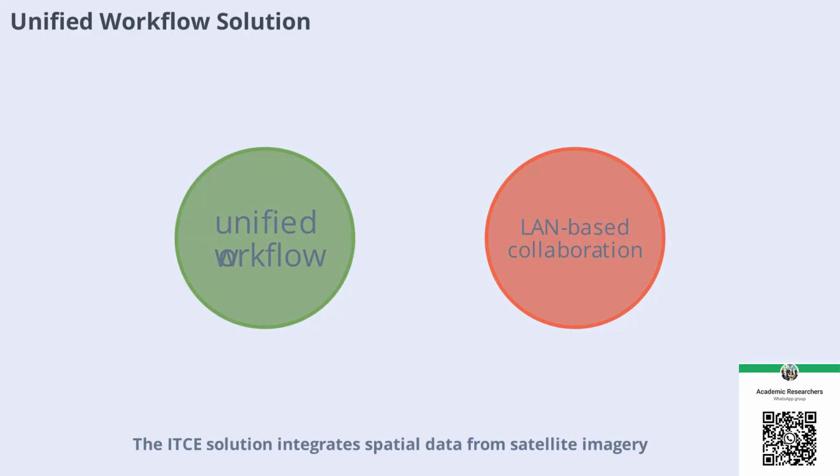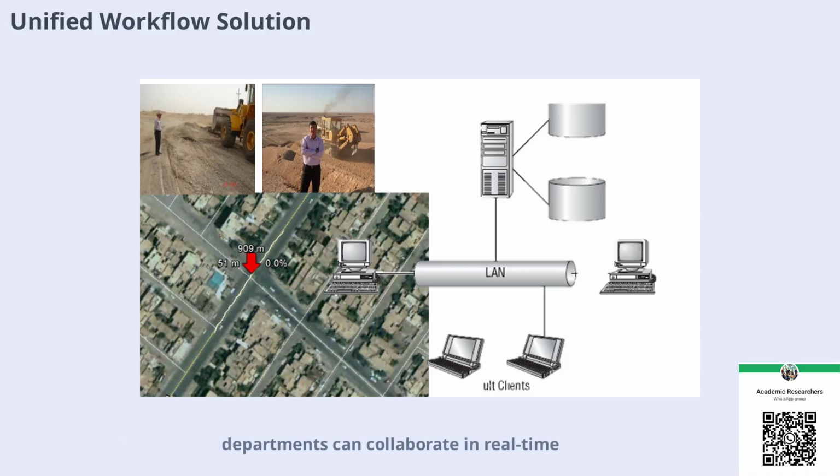ITCE solution integrates spatial data from satellite imagery, attribute data from field surveys, and design processing in AutoCAD Civil 3D. By linking these technologies through a land-based MIS framework, departments can collaborate in real time, sharing updated datasets and master plans. This unified workflow eliminates duplication, reduces delays, and ensures that every project is based on accurate, up-to-date information.